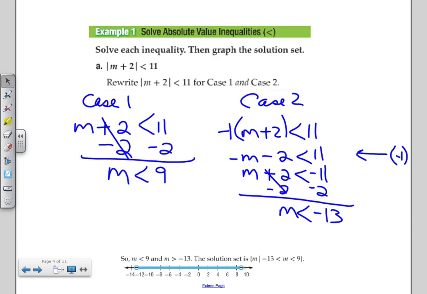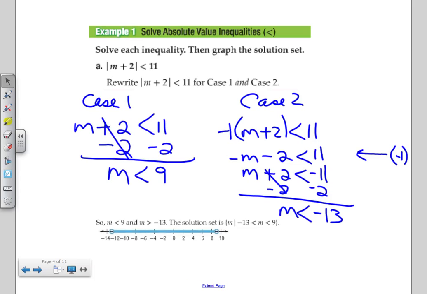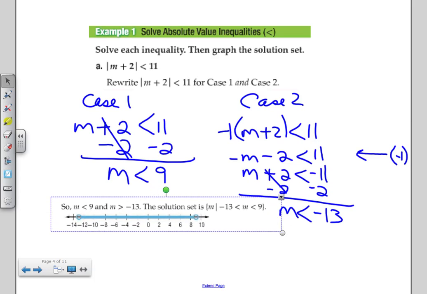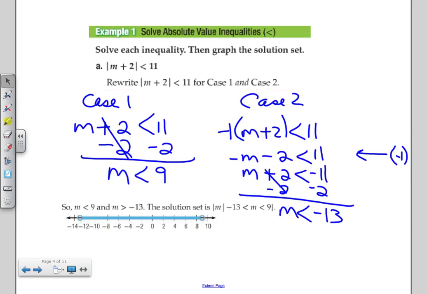So that means m is less than 9 and m is less than -13. Oops, what did I do wrong? I know what I did wrong. Anybody see my mistake? When I multiplied by -1, I had to flip my sign. So m is greater than -13. I beg your pardon, guys, I missed that. m is greater than -13. Okay, so the solution is m is less than 9 and m is greater than -13.